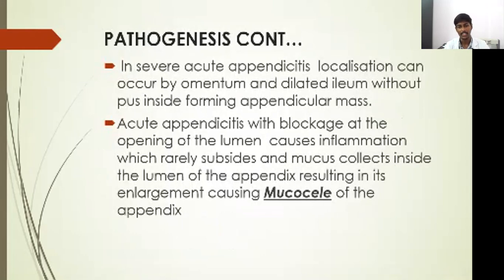Acute appendicitis with blockage at the opening of the lumen causes inflammation, which rarely subsides, and mucus collects inside the lumen of the appendix, resulting in enlargement, causing mucocele of the appendix. Mucocele of the appendix is a precancerous condition and may cause adenocarcinoma. Hence, mucocele of the appendix is not the most common case, it's a most dangerous condition.